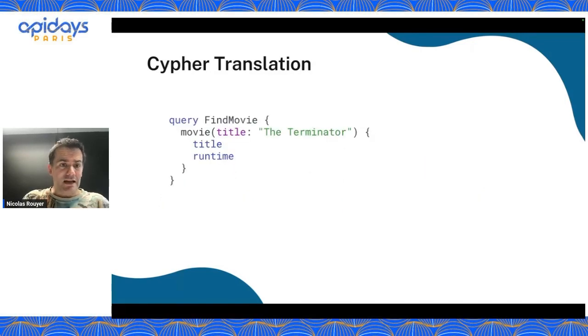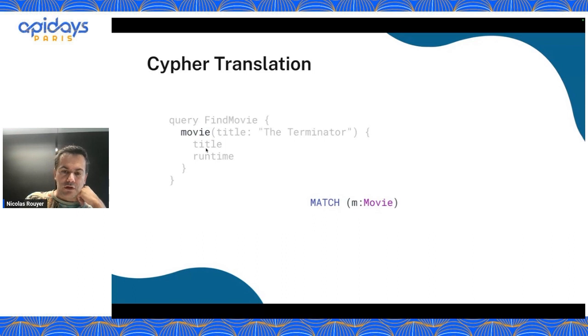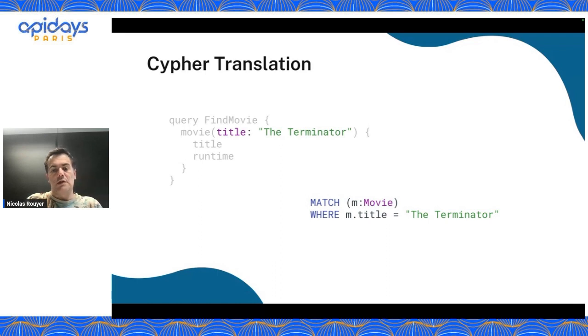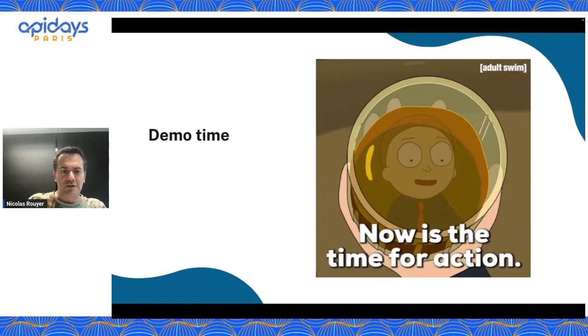So what is exactly a Cypher translation example? Well, in a query named find movie, I would ask for a movie in my graph database whose title is The Terminator, and I want a title and a runtime. Those are properties on the movie node. In Cypher, I would search for a movie with the match keyword, add a where clause on the title property, The Terminator, and then return movie title and movie runtime. Okay, so very simple.